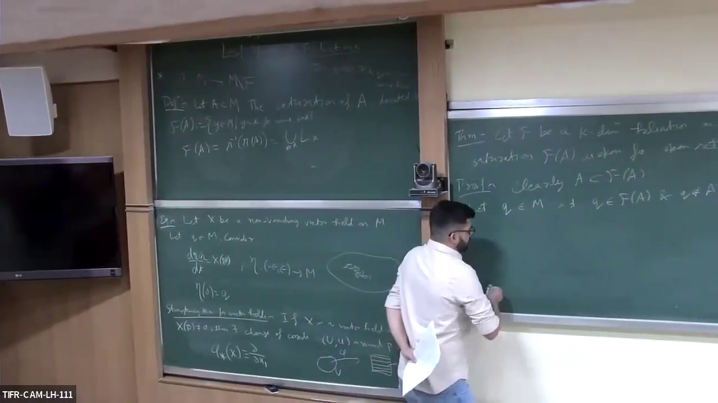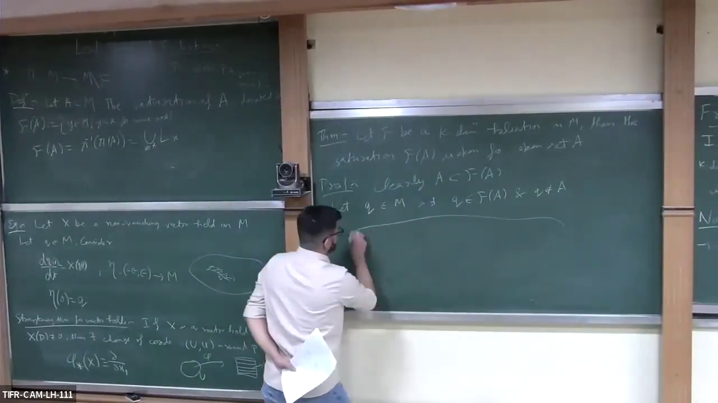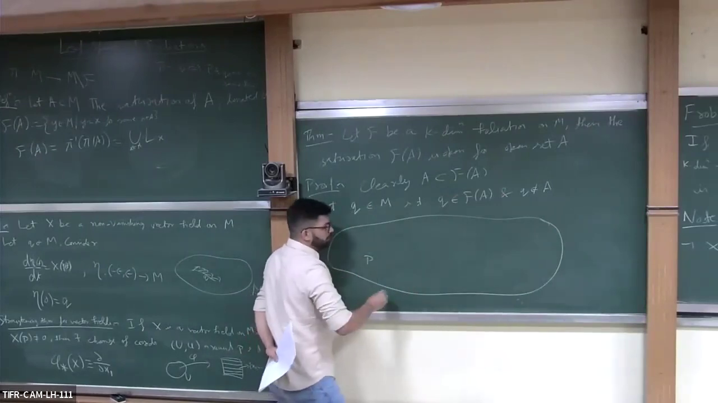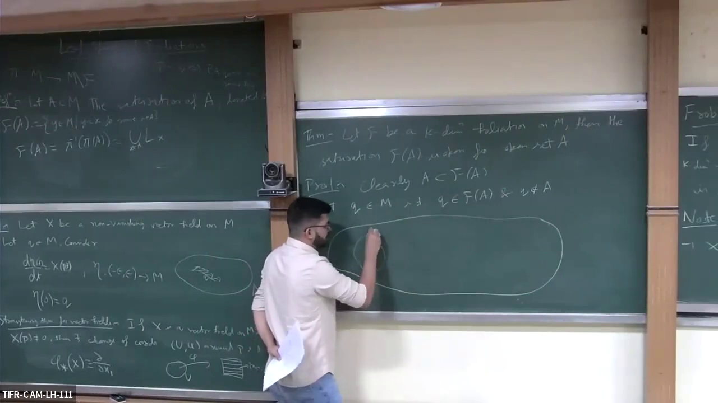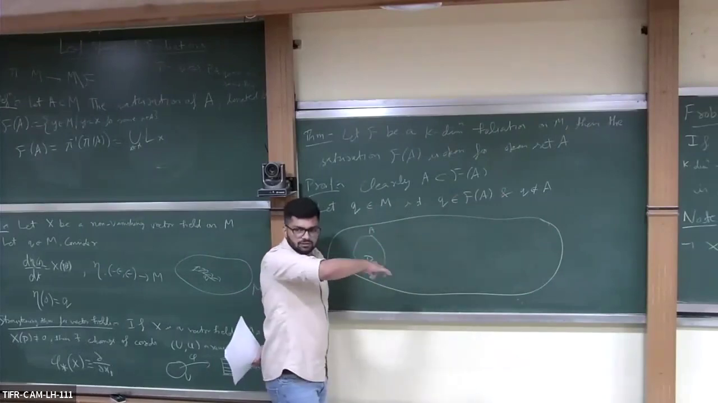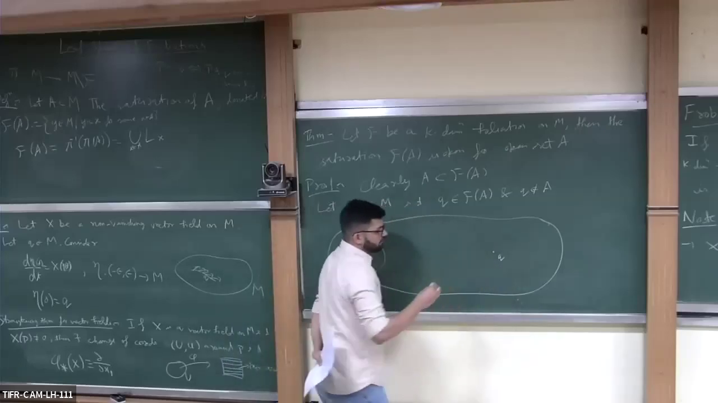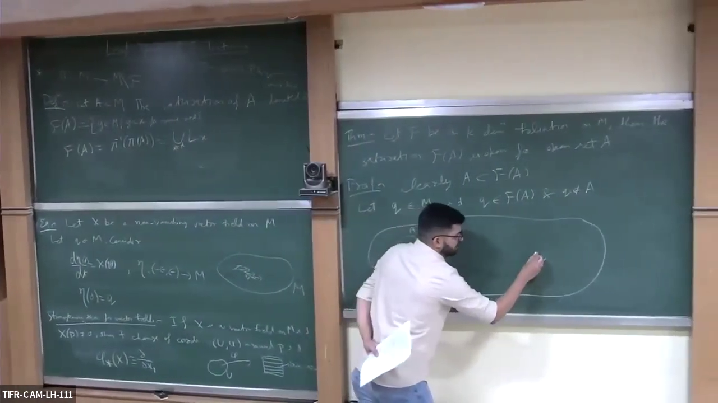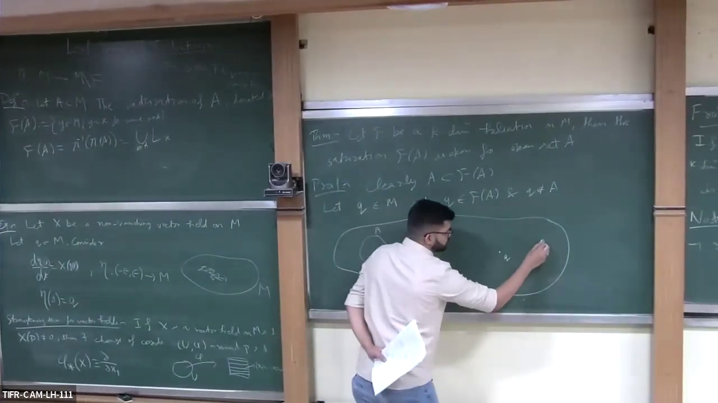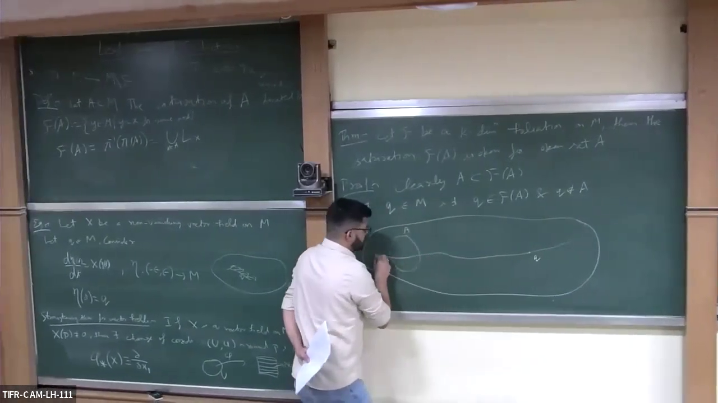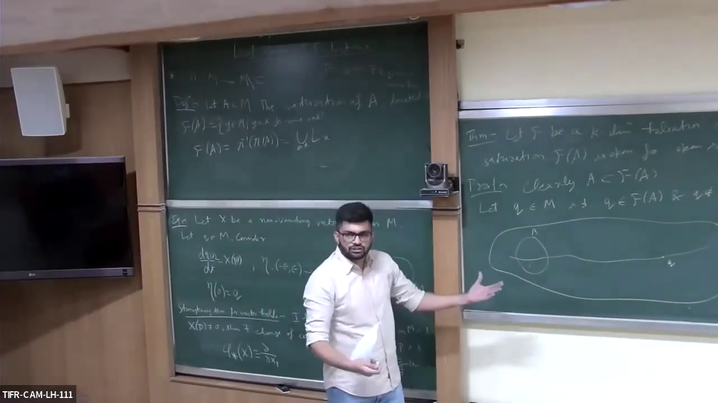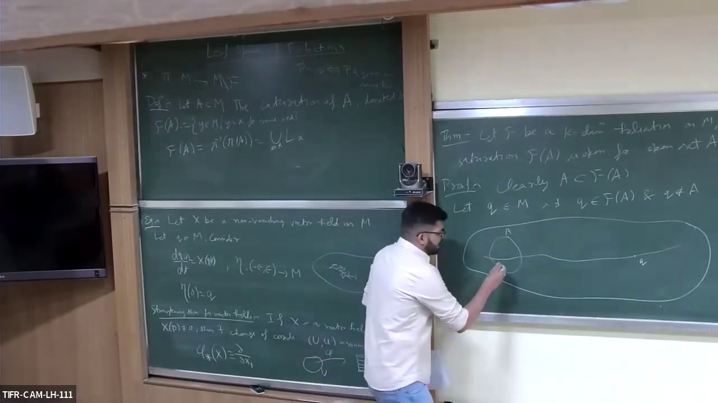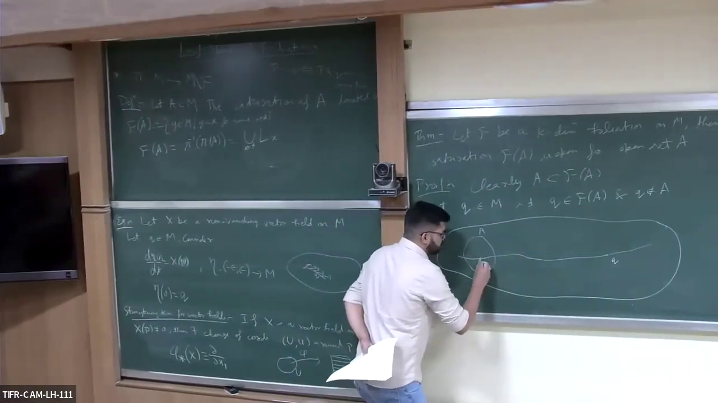Now, how to see this? Let me show this. Let me start with some point P in A, and then I have the saturation of A. And here, let's say I have a point Q. I take the leaf passing through Q. It will intersect A, because the saturation FA is the union of all leaves of points of A. Now we take any point in this intersection and call it point P.